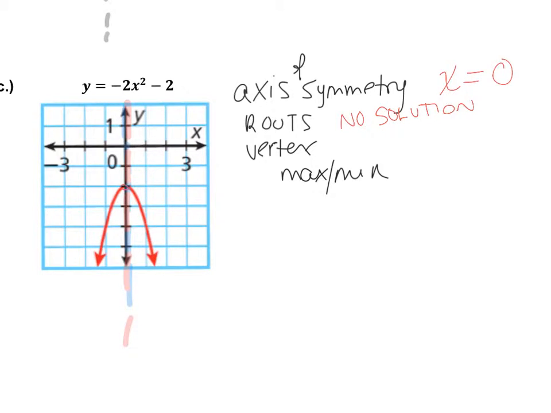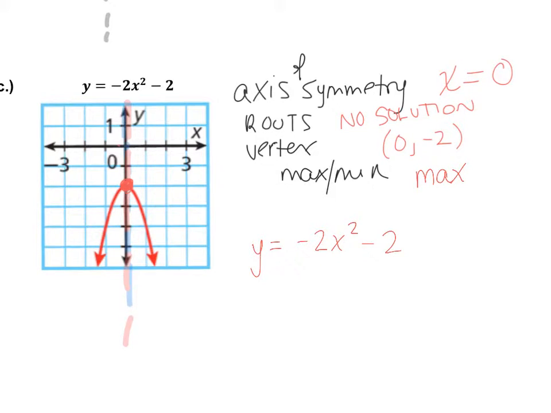What is the vertex? Right here. What is that point right there called? 0, comma, negative 2. It looks like the 0. Is this a maximum or a minimum? It's a max.